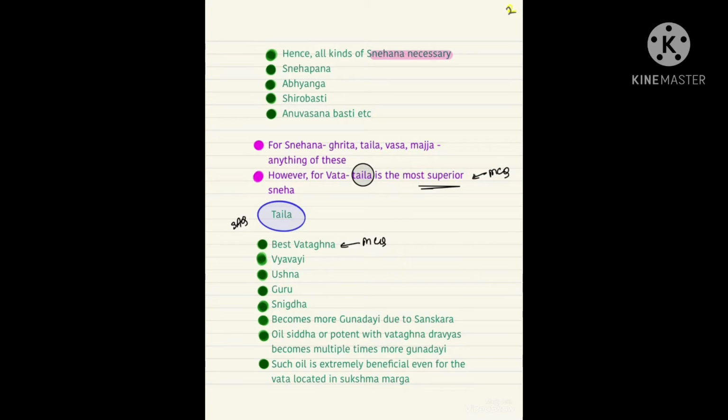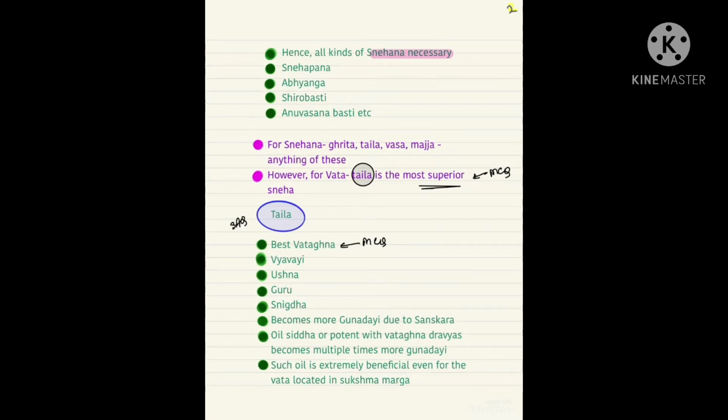In these types you can do Snehapan, there can be Abhyanga, Shirobasti, Anuvasan Basti. All these Snehan procedures are to be done in this type of chikitsa. For Snehana, Ghrita, Tela, Vasa, Majja, anything of these can be used. But for Vata, Tela is the best. Tela is the best Sneha. It is the most superior Sneha. So this is the MCQ, that for Vata which kind of Sneha is the most superior one. So Tela is the answer.